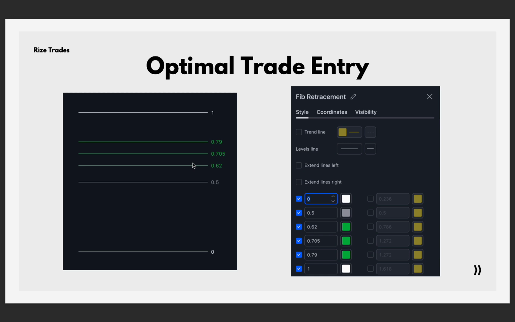Then we have the 0.62, 0.79, and then the midpoint of those with the 0.705, which is my favored entry level as it gives an adequate risk reward of 2.4R each time, and ICT calls it himself the sweet spot, where he likes to see price trade to.